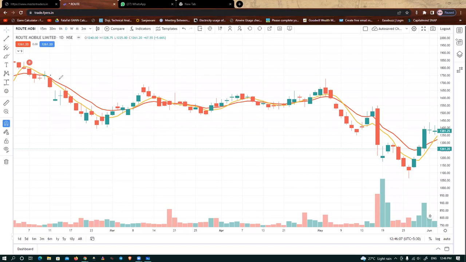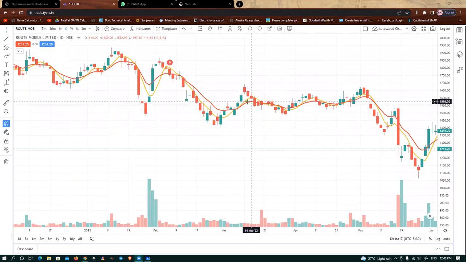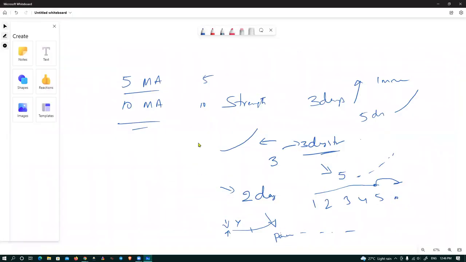When the inclination is more, with the smaller moving averages, the recent price action will be faster. So this is called momentum trading. We use these 5 and 10 moving averages for momentum trading. Momentum trading in the sense the recent price action. Okay.